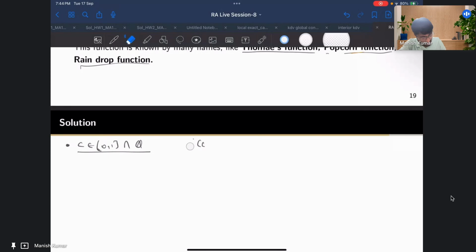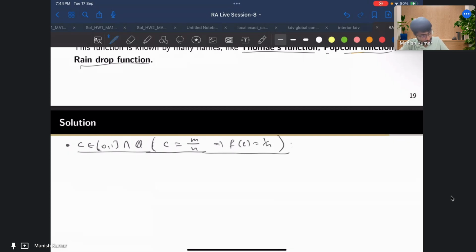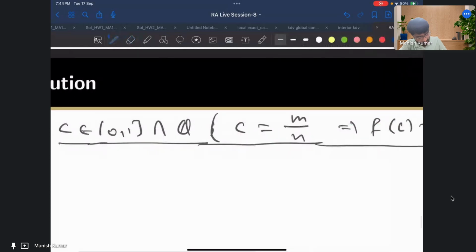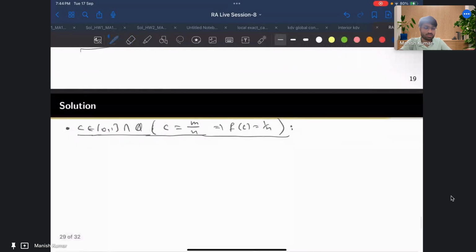Why am I doing so? c belonging to (0, 1) means that c will be equal to m by n, where, with the same thing, m and n are natural numbers and the GCD is 1. And this will tell me that f of c is going to be 1 by n. So I am choosing some rational point from (0, 1) except 0. Now I have to prove that it is discontinuous here.